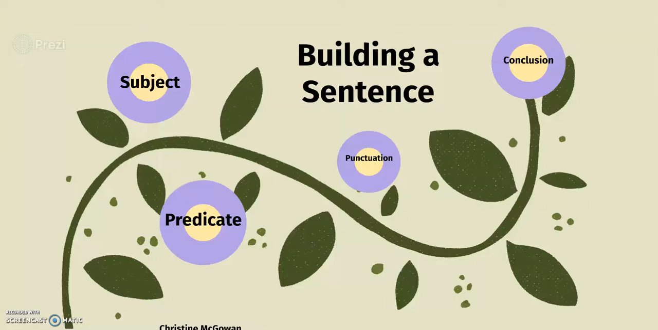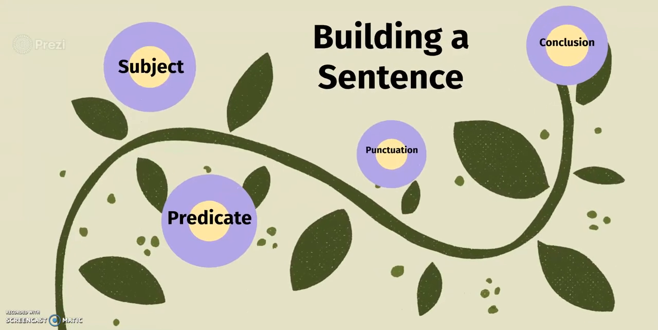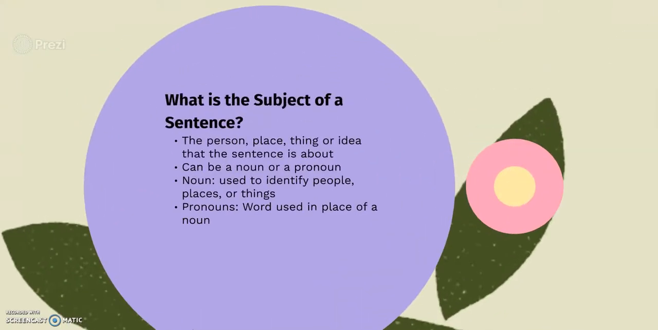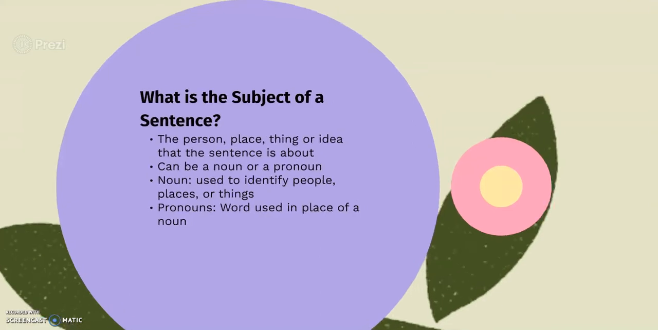So today I will be using a Prezi to explain the different parts of a sentence. So the first part we have is the subject. And so what is the subject of a sentence? It is the person, place, thing, or idea that the sentence is about, and this can be a noun or a pronoun. A noun is used to identify people, places, or things, while a pronoun is a word used in place of a noun, such as she, he, it, or they.